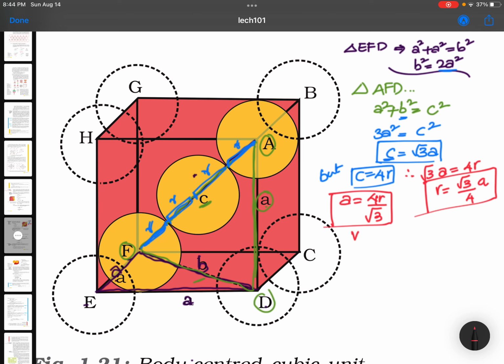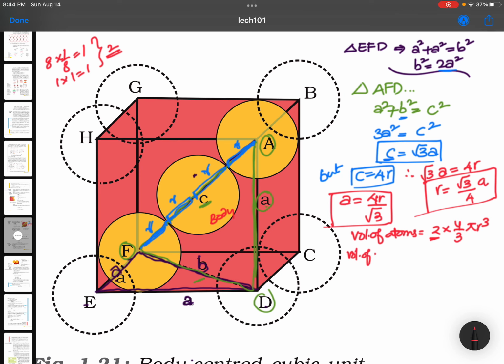Now, volume of atoms is equal to 2 into 4 by 3 pi r cube. Why 2? Because we know in body center the number of effective atoms will be 2. One is because of the body center, another because of the 8 corners, 8 into 1 by 8. I think you remember this point. And one body center, 1 into 1. So the number of effective atoms will be 2. That 2 I am taking here. Then 4 by 3 pi r cube. This is the volume of atoms.